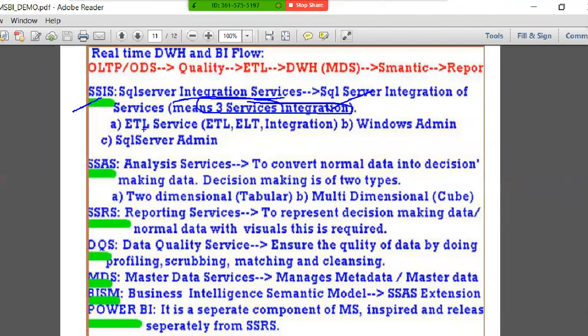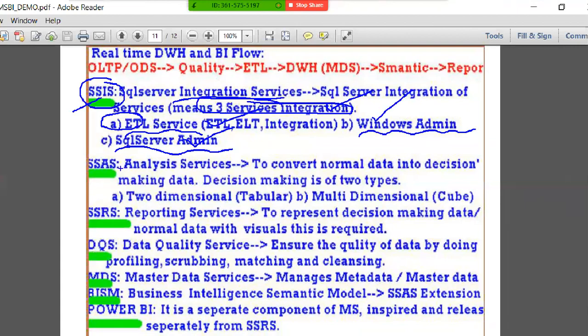What does it integrate? First one, ETL service. Second one, Windows administration service. Third one, SQL Server administration. 3 types of services. This is a major service. That is why people call SSIS an ETL tool, but it is not an ETL tool. It has ETL, it has Windows administration, it has SQL Server administration. Total 3 operations. Are you clear?